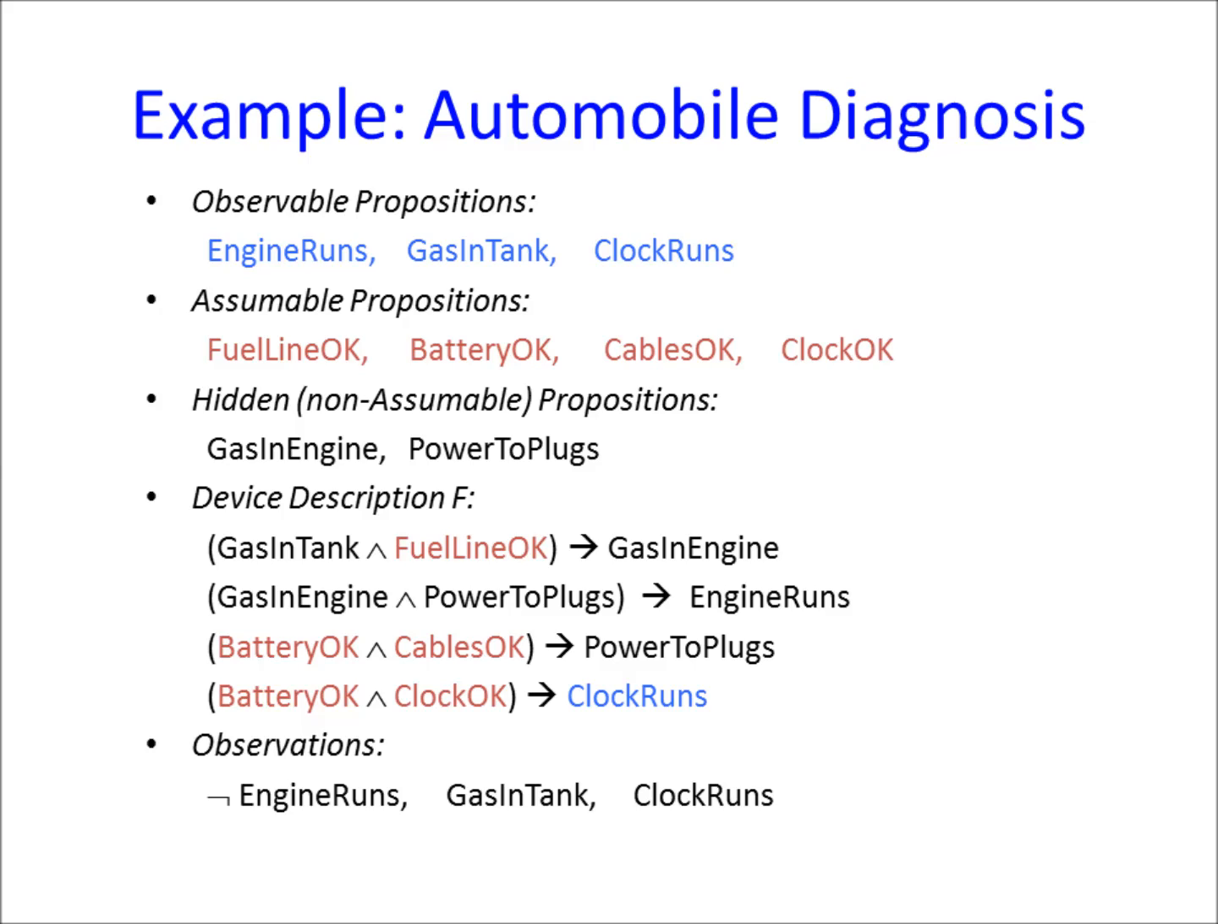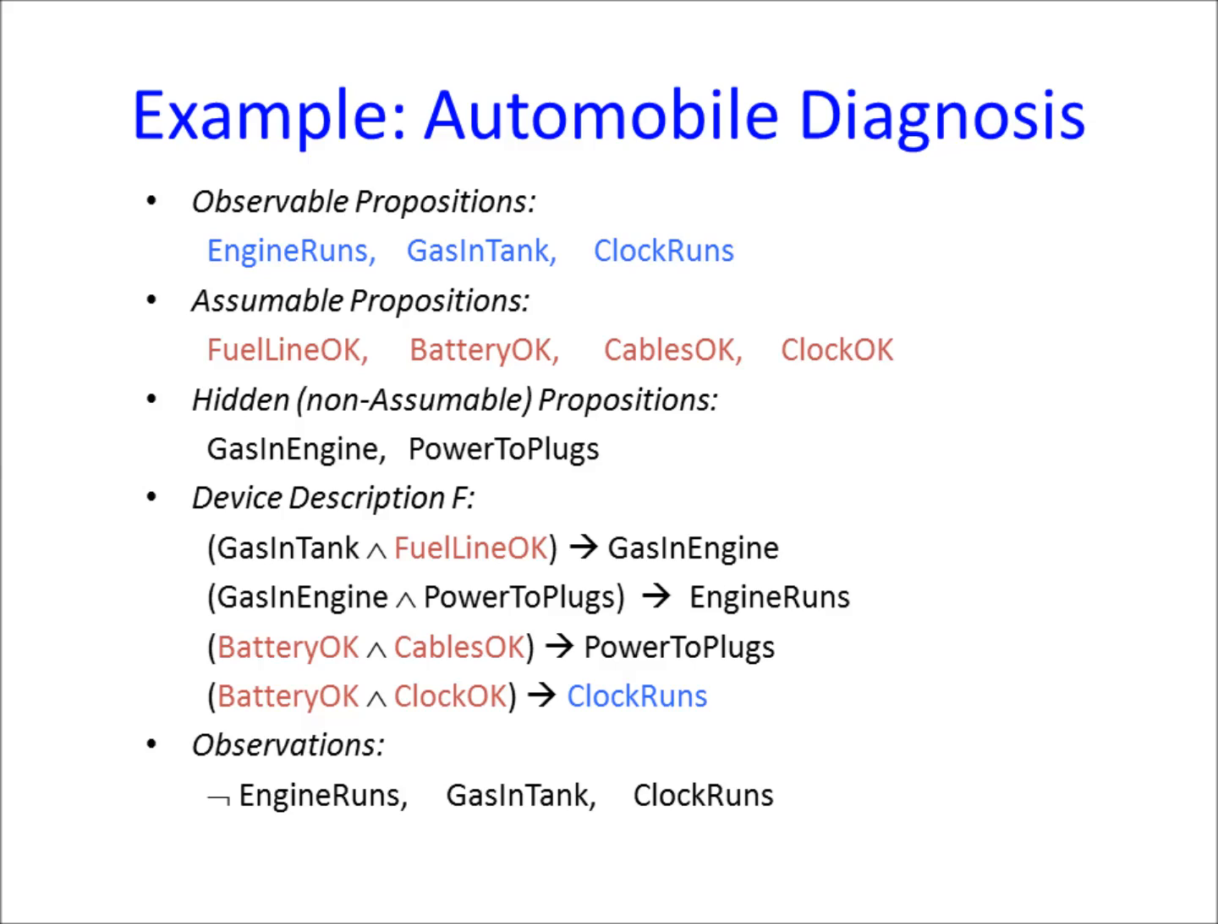Hidden non-assumable propositions. These are not possible flaws. These are not possible diagnoses, but these are important in order to make the whole knowledge base work. So, for example, whether there is gas in the engine or whether there is power to the plugs. Okay. Now, my device works the following.